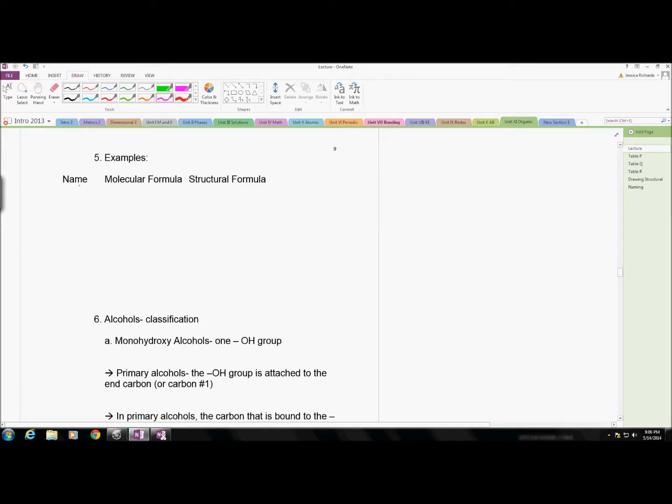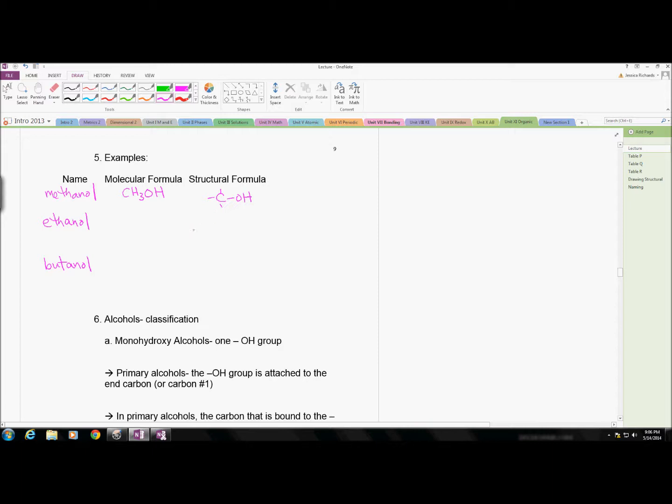If I draw out a few examples for you, we're going to do straight chain monohydroxy alcohols. Mono meaning one hydroxyl group. When we're doing their molecular formulas, you could start with the alkane using 1 carbon. So methane would be CH4. Take off one of the hydrogens, replace it with an OH. So you would get CH3OH. And I've drawn the structural formula here.